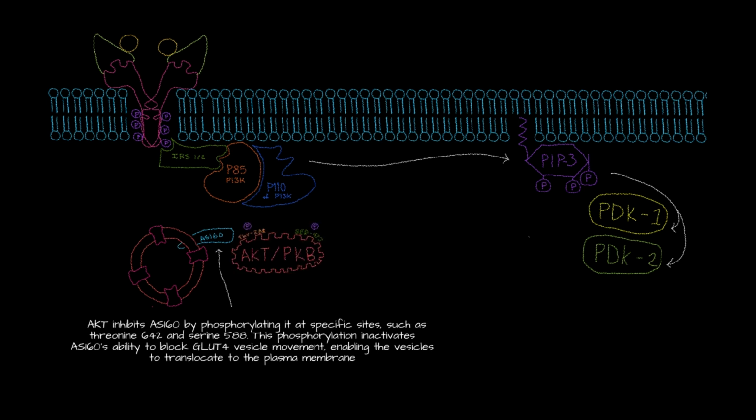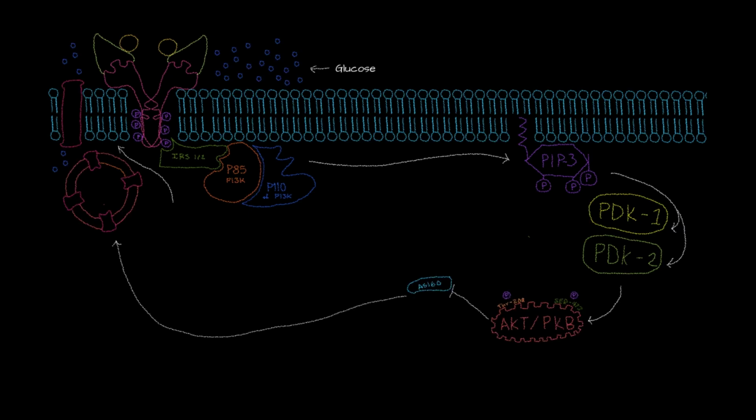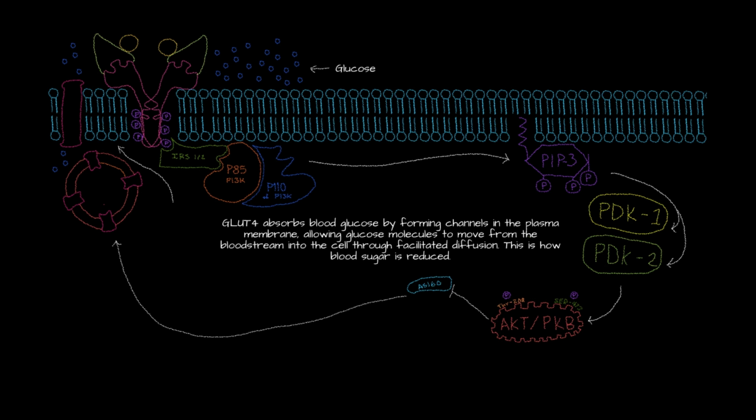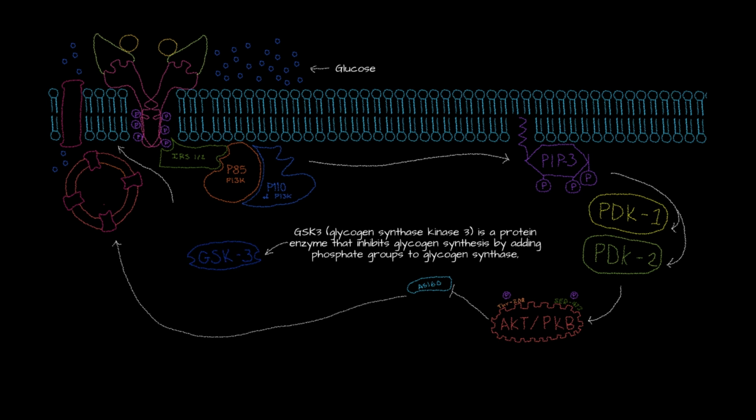AKT inhibits AS160 by phosphorylating it at specific sites such as 309, 642, and serine 588. This phosphorylation inactivates AS160's ability to block GLUT4 vesicle movement, enabling vesicles containing GLUT4 to move to the main membrane, where it is inserted to be part of the facilitated diffusion of glucose into the cell. This is glucose. GLUT4 transports the glucose into the cell from the bloodstream, reducing blood sugar.